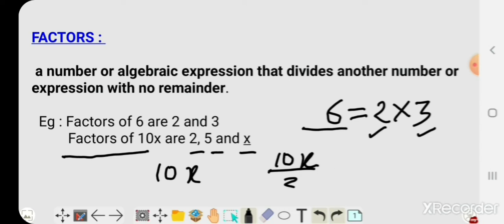Then 10x divided by 5 gives 2x. Again no remainder. Then 10x divided by x gives 10. Again there is no remainder. So I hope the concept of factors is clear to you now.